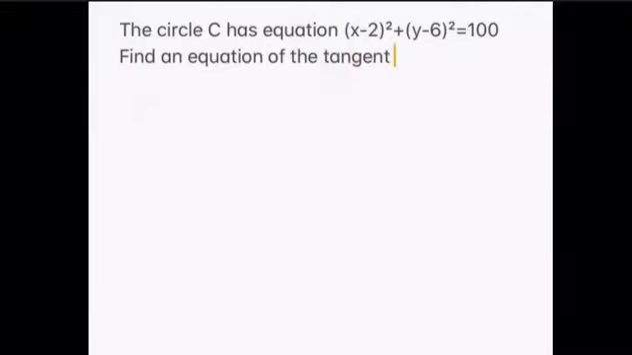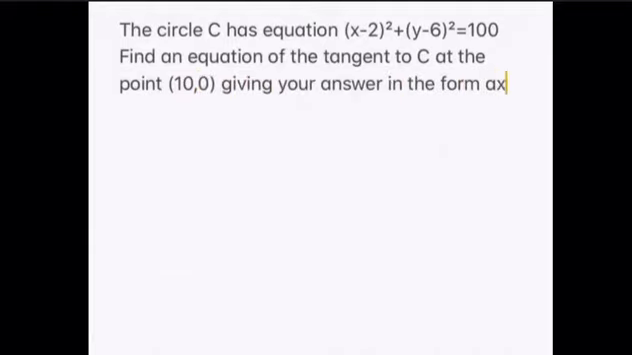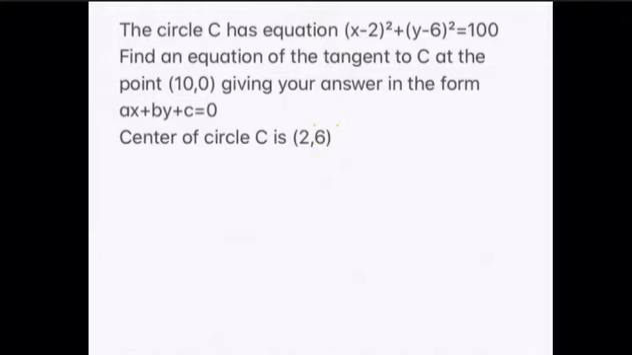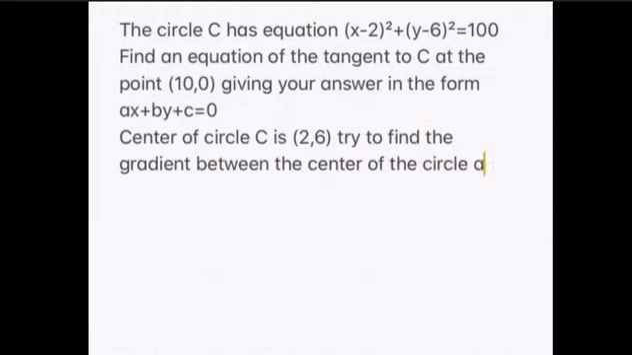Let's look at an example in which the circle C has equation (x minus 2) squared plus (y minus 6) squared equals 100, and it asks us to find an equation for the tangent to C at the point (10, 0), and we have to leave our answer in the form ax plus by plus c equals 0. First of all, we know that the center of the circle C is (2, 6), and we're trying to find the gradient of the line between the circle center (2, 6) and the point (10, 0).